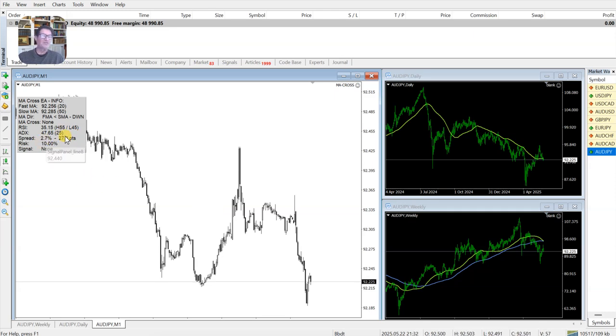So I kind of put that there because sometimes people wonder, well, how much distance is a spread? Now you know. And 1 point is 10 pips. So you would have to do 270 pips until you earn some profit. Then my risk is at 10%. And if we have an actual buy or sell signal, this would change from none to either buy or sell.